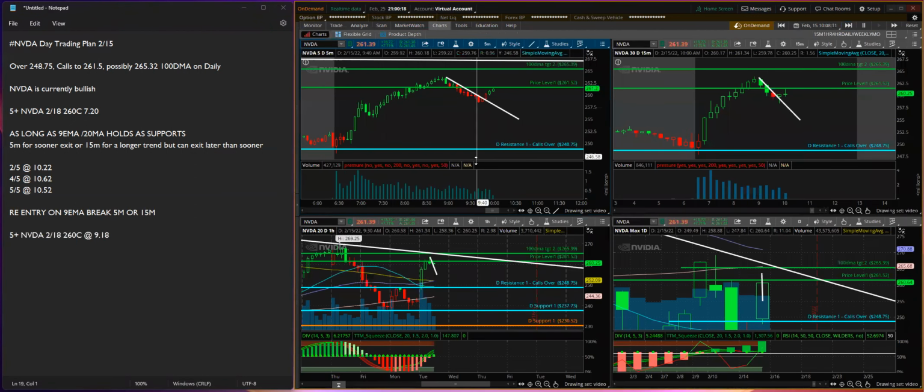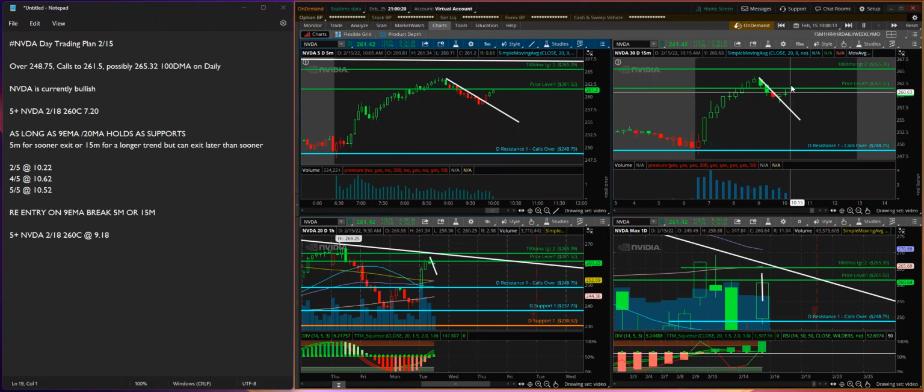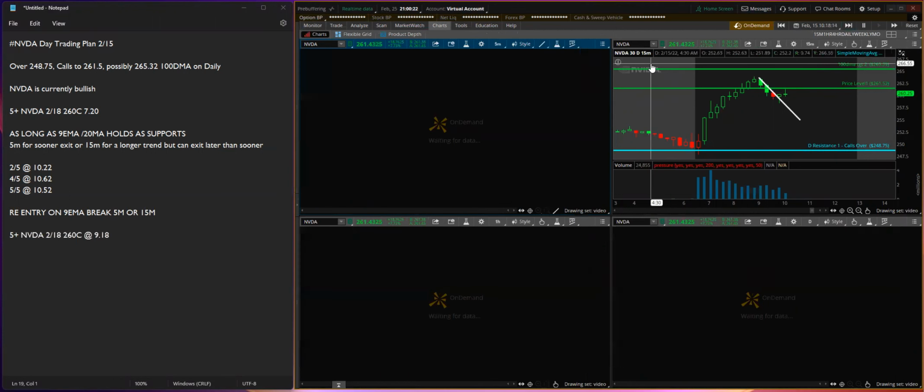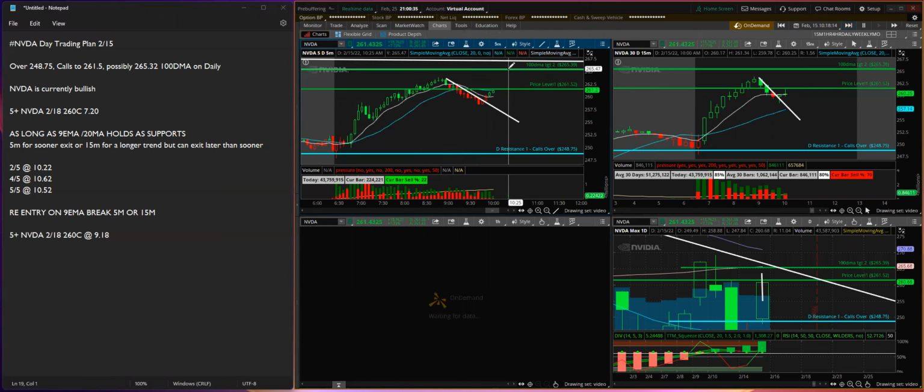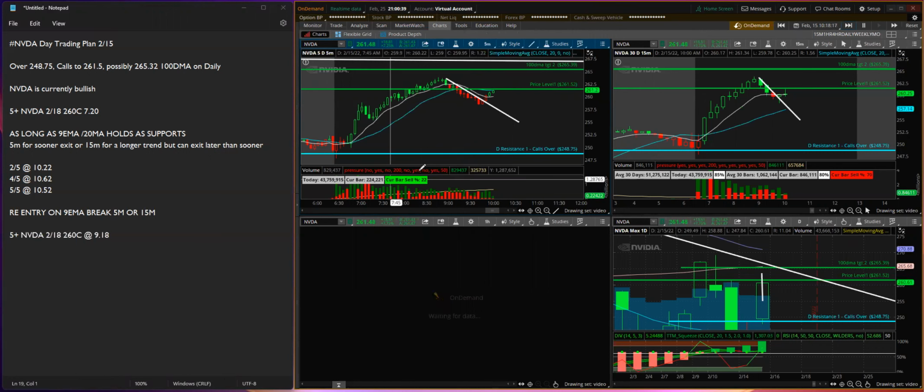So setups are looking good. We're going to skip ahead and see what happens from here since my moving average broke and my downtrend broke. So NVIDIA overall on the day is still bullish. We just need to make sure we break that 261.50 first, and we continue higher towards the 100-day at 265.40 right here.